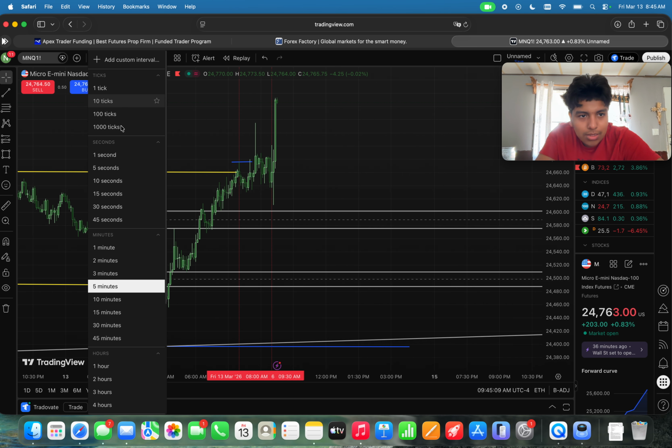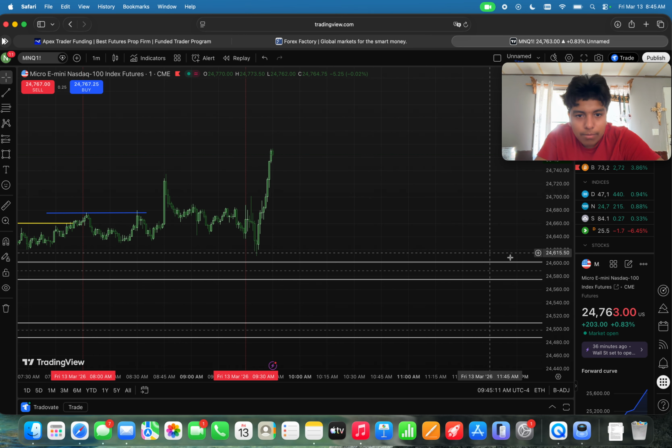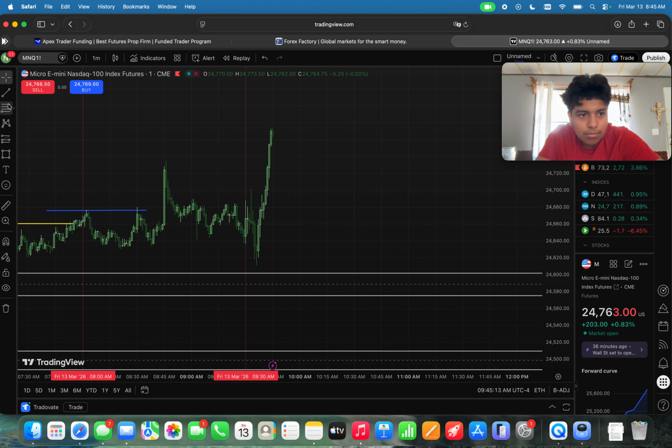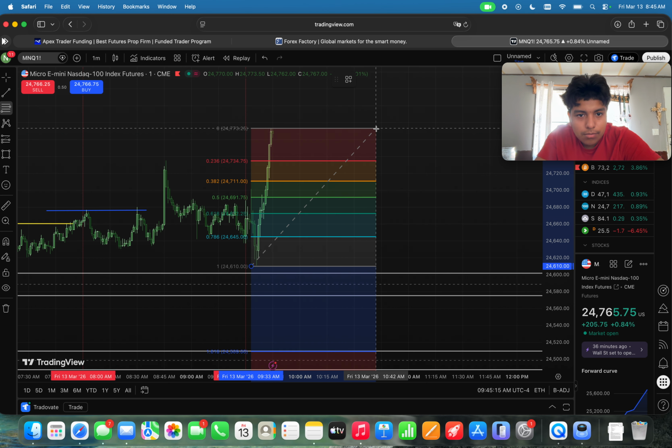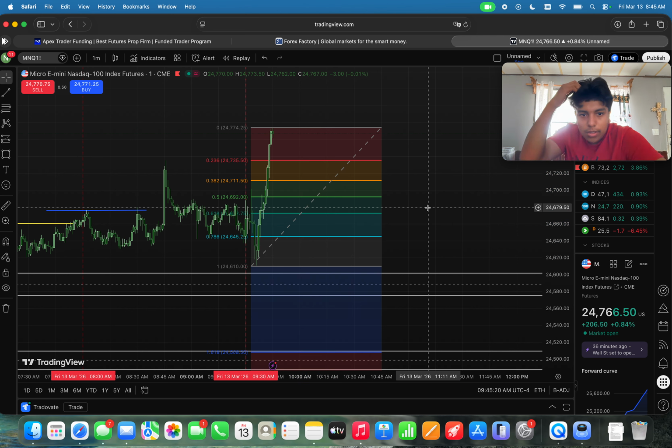Okay, just closed. We're gonna see if we can get a retrace onto the 1 minute, if it starts pushing down. I don't see any gaps on the 1 minute though.